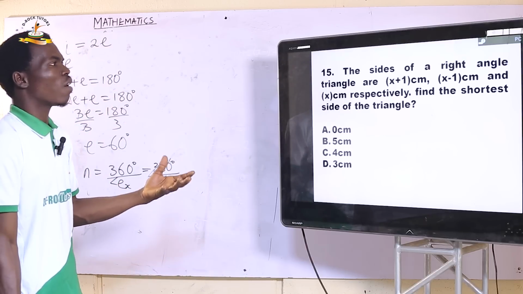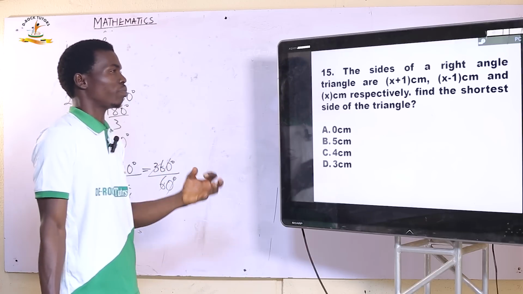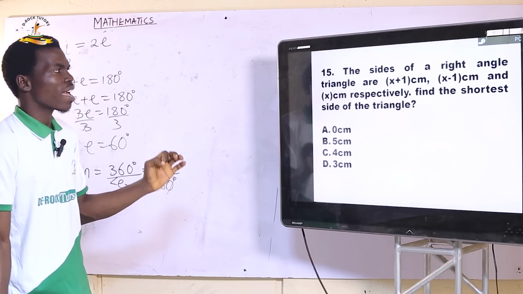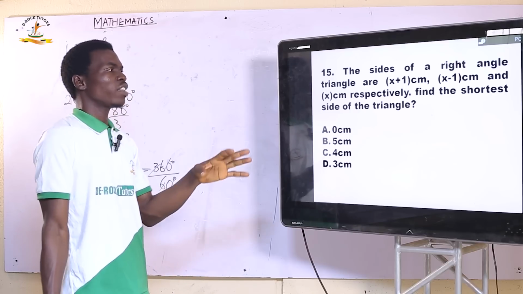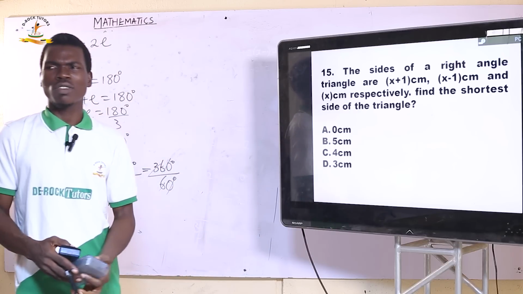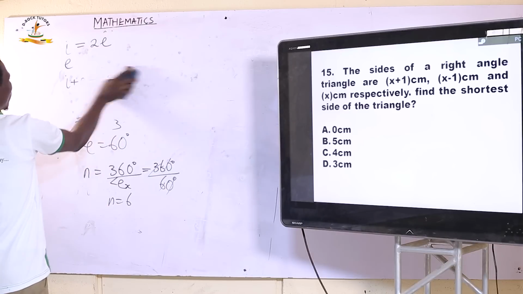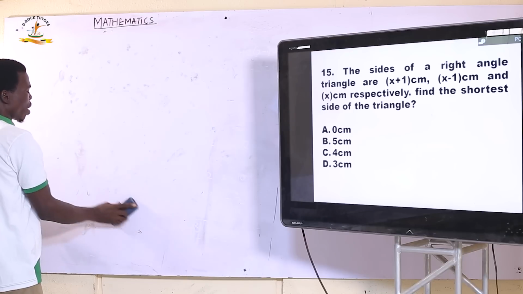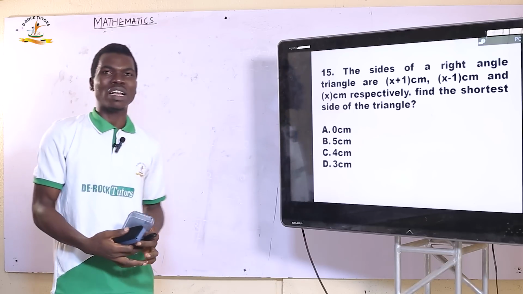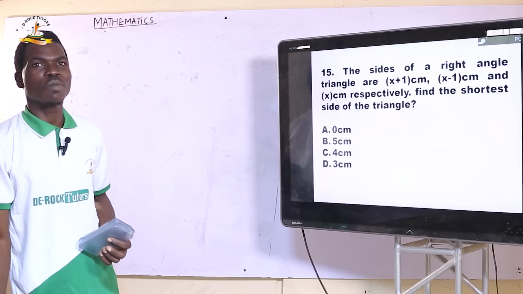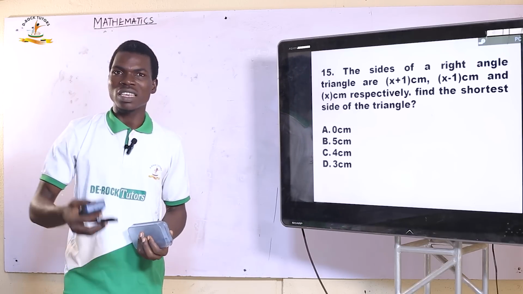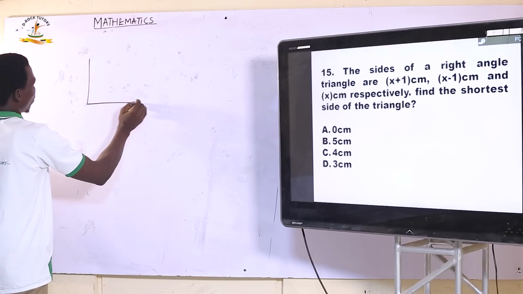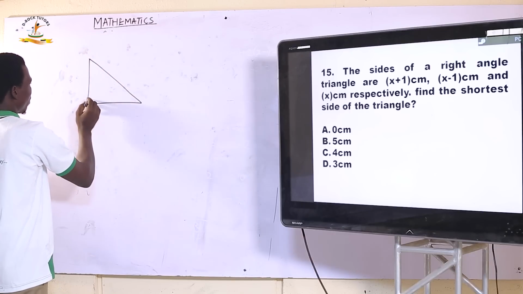Next question. This question says the sides of a right triangle are x plus 1 centimeter, x minus 1 centimeter, and x centimeter respectively. Find the shortest side of the triangle. Let's do justice to this. So we all know what a right triangle is. Yes, it is a triangle with one of its angles a right angle. A right angle means an angle of 90 degrees. So we draw the triangle, and this is the right angle there.